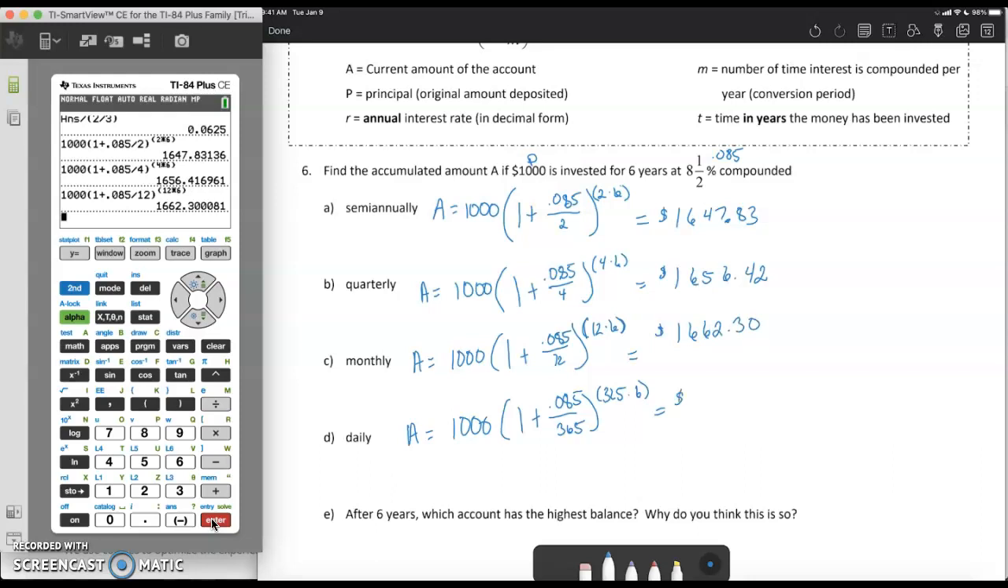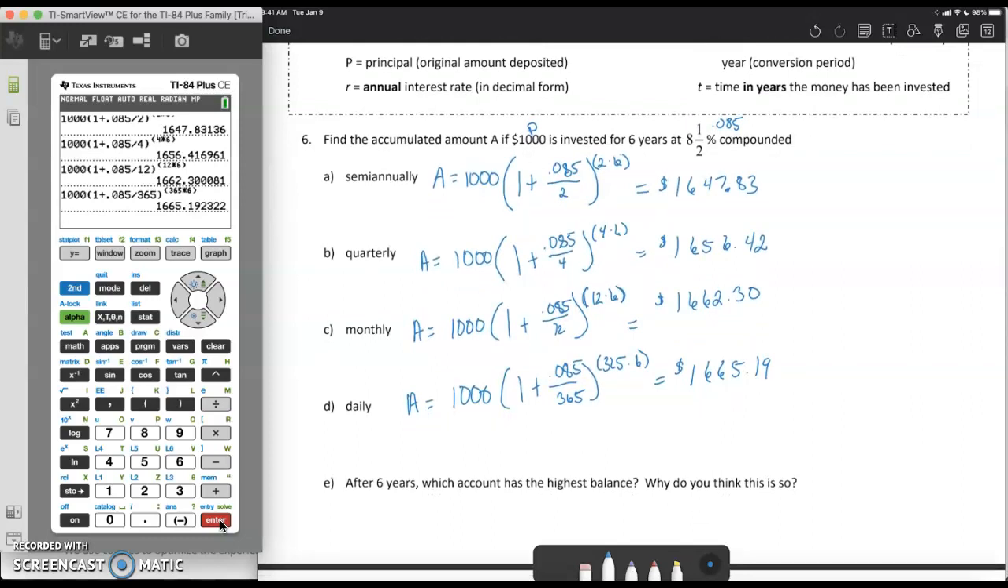And for this last one, instead of doing all the inserting, I'm just going to retype it because I've got to change 1 plus 0.085 divided by 365. Oops. Close that up to the parentheses 365 times 6 power. And this one comes out as $1,665.19.